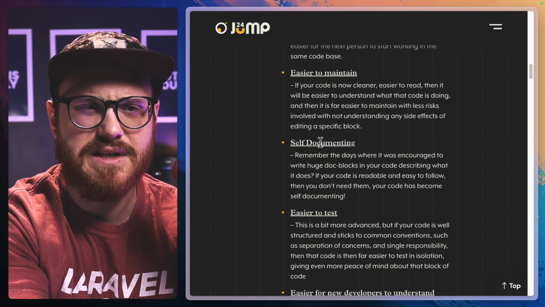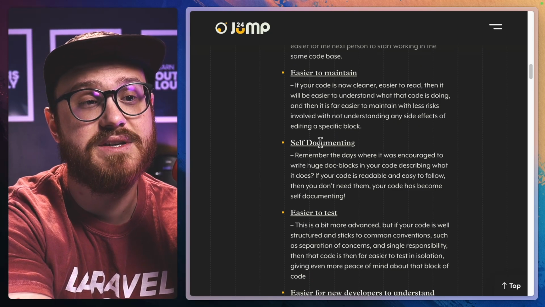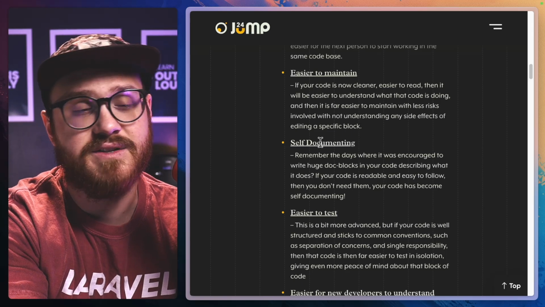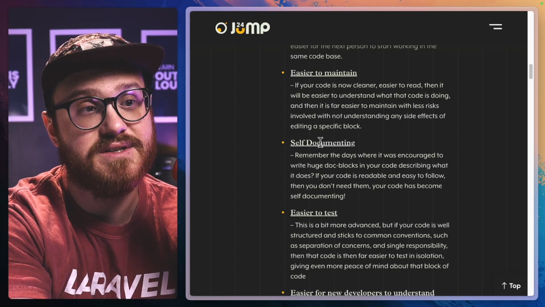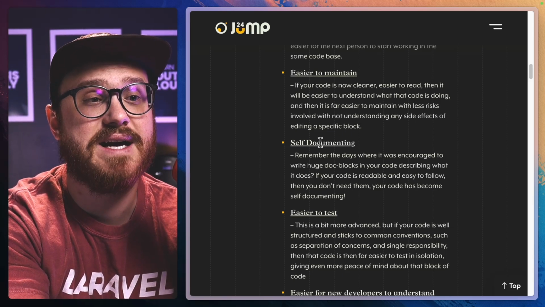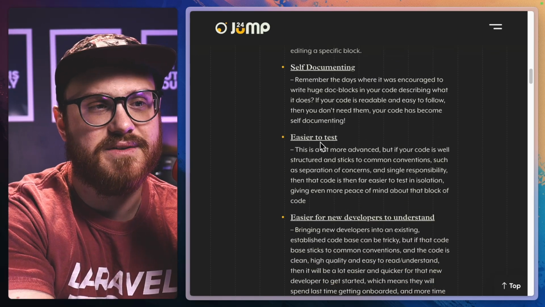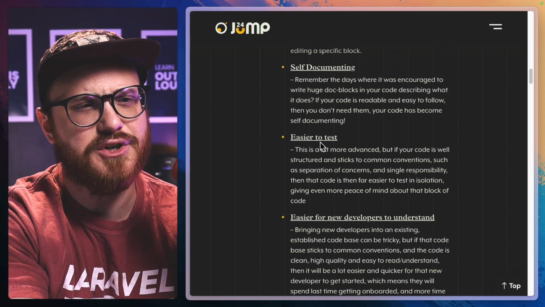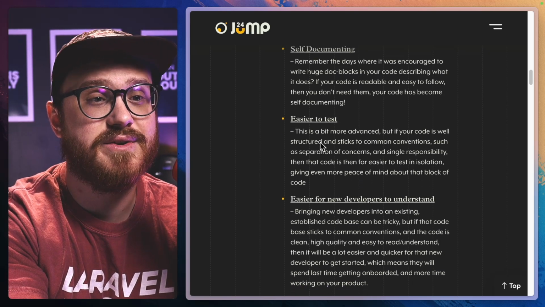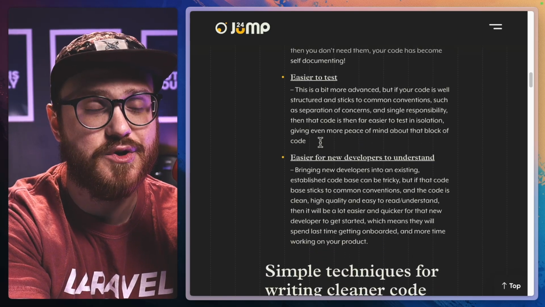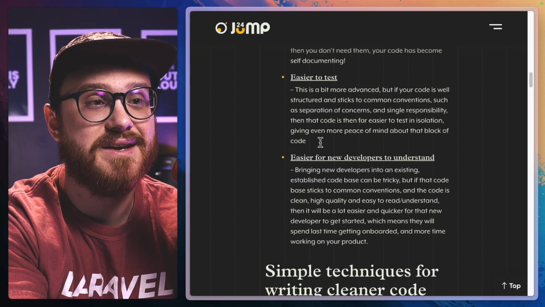Three, easier to maintain. If your code is now cleaner and easier to read, then it will be easier to understand what that code is doing. And then it is far easier to maintain, with less risk involved from not understanding any side effects of editing a specific block. Four, self-documenting. Remember the days where it was encouraged to write huge doc blocks in your code describing what it does? If your code is readable and easy to follow, then you don't need them. Your code has become self-documenting.